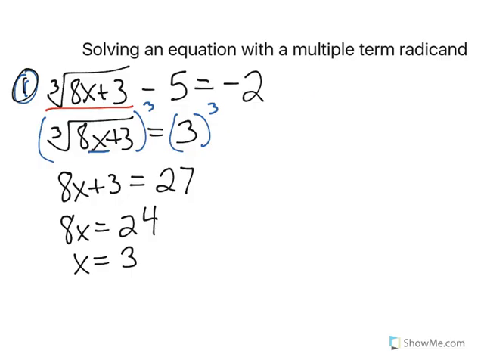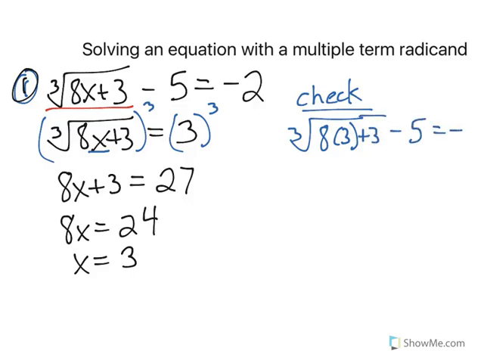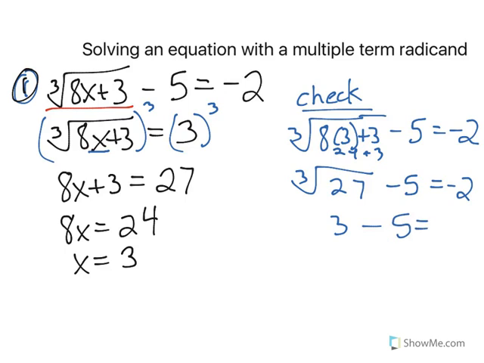Now remember, you have to check it in the original equation. So the cubed root of 8 times 3 plus 3 minus 5 should equal negative 2. Well, this becomes the cubed root of 24 plus 3, which is 27. The cube root of 27 is 3, minus 5. We get negative 2 equals negative 2. So x equals 3 works.